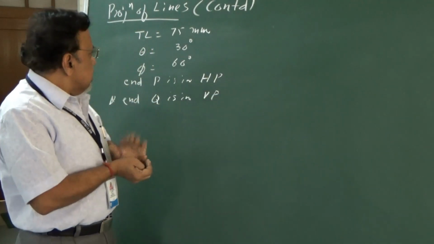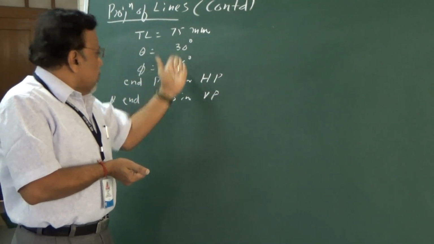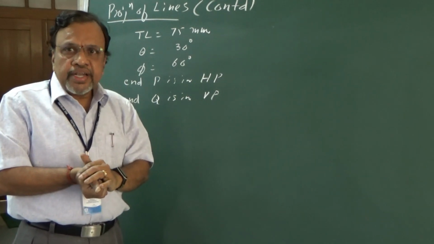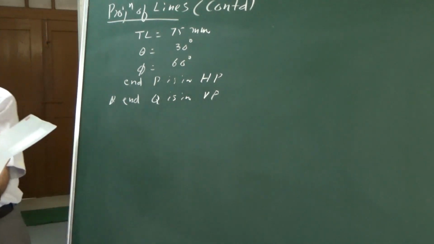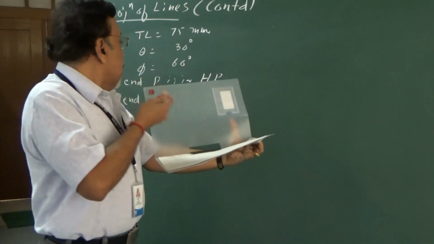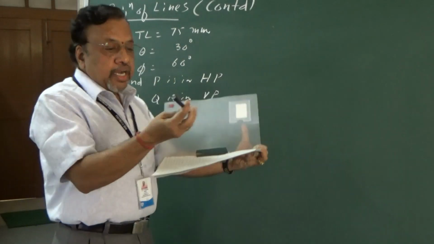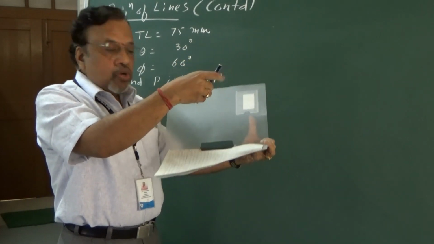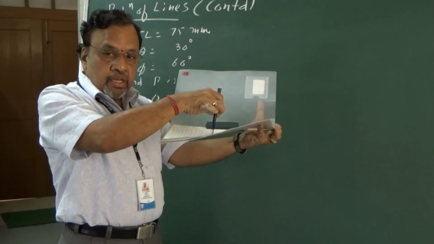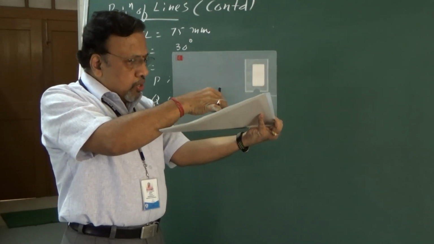But the special case is wherein the sum of the inclinations is given as 90 degrees. Now let us say the sum of the inclinations is 90 degrees. Let us say it is like this. Okay, I have just given like this. Now I have given that end P, let us say I have considered this pen, this is end P. Let us say this is end Q. So P is in HP and Q is in VP.